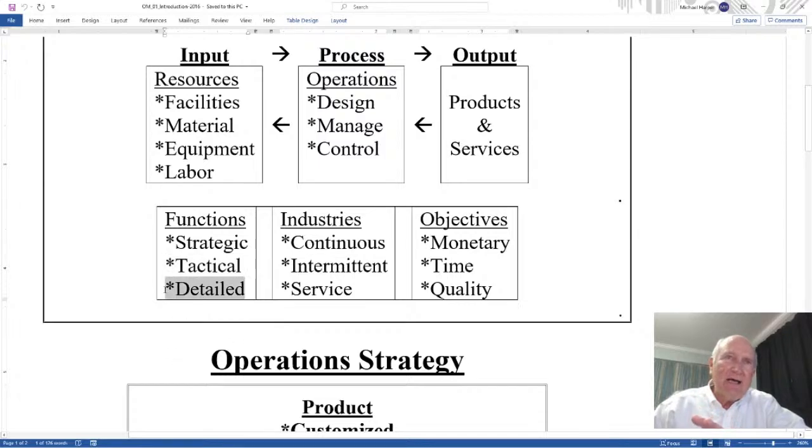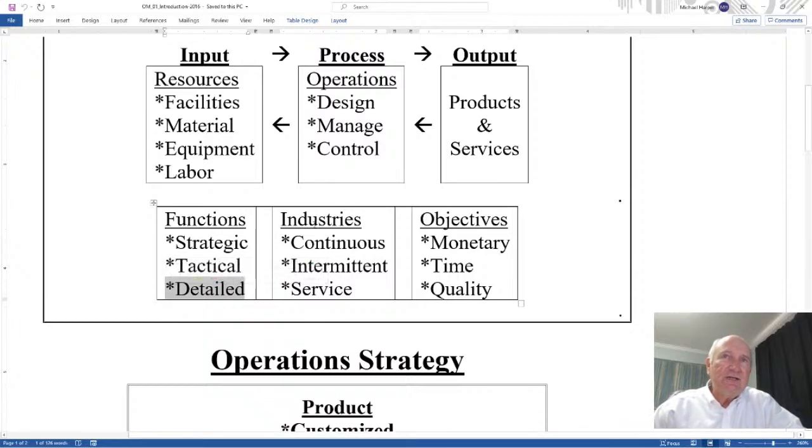The last is detailed operations, and these are day-to-day operations. Day-to-day operations are about how to make things efficient, how every day things are efficient, quality is maintained, and you continue to produce high-quality, efficient operations.